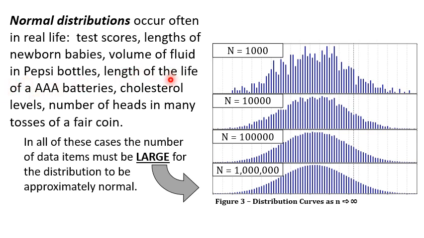So you try as a manufacturer to minimize the variation in that, but there's always some amount of variation. Things like the length of the life of batteries, cholesterol levels, the number of heads in a set number of tosses tends to be normally distributed. Okay. So it shows up a lot in a lot of different real world examples. Not every distribution is going to be normal. Some tend to be definitely skewed.